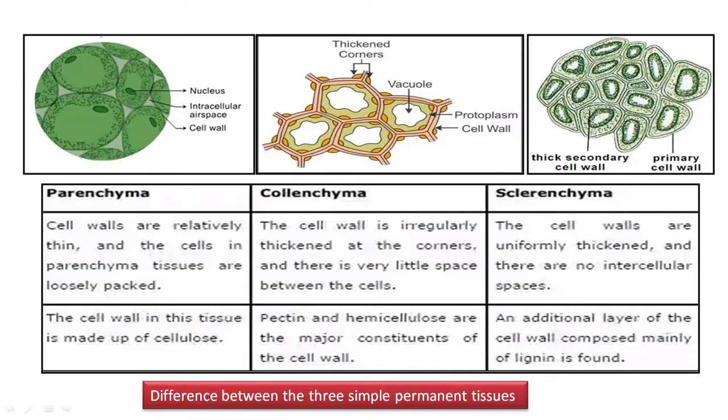In parenchyma, cell walls are relatively thin and cells in parenchyma tissues are loosely packed. The cell wall is made of cellulose. In collenchyma, the cell wall is irregularly thickened at the corners and there is very little space between the cells. Pectin and hemicellulose are the major constituents of the cell wall. In sclerenchyma, the cell walls are uniformly thickened and there are no intercellular spaces. An additional layer of the cell wall composed mainly of lignin is found.